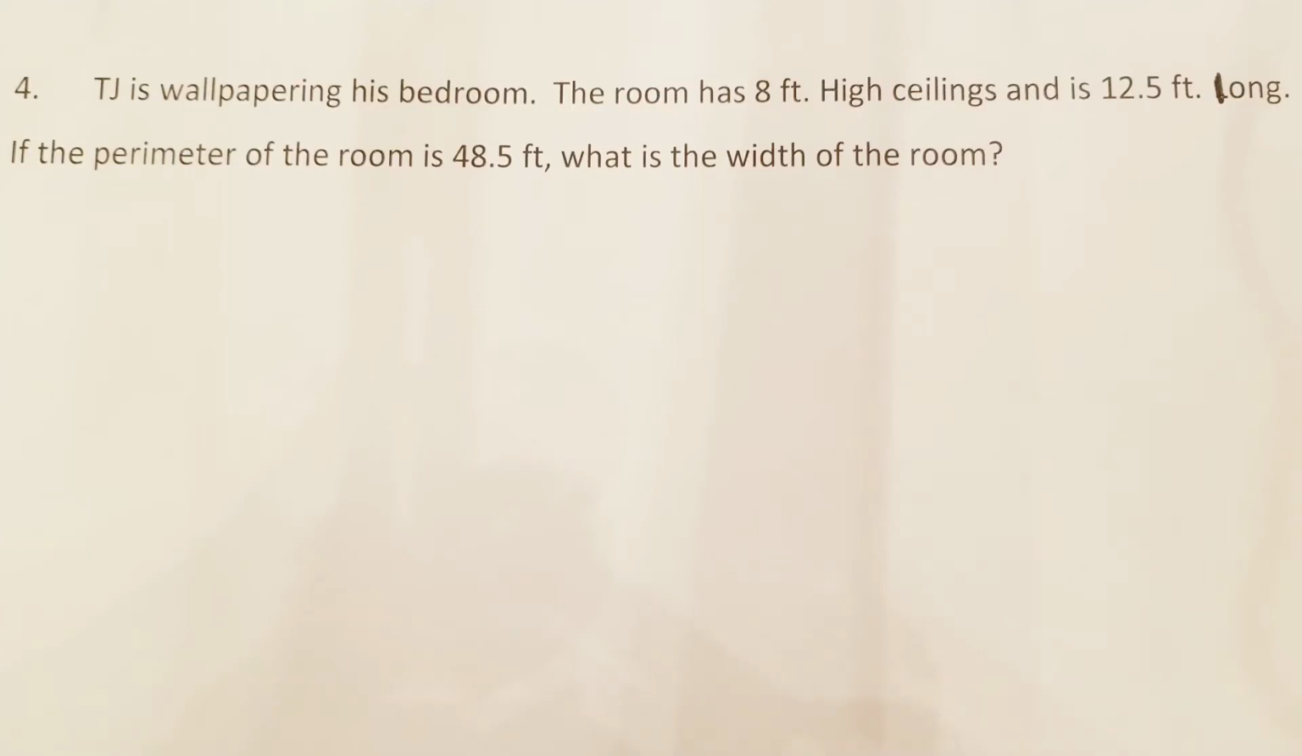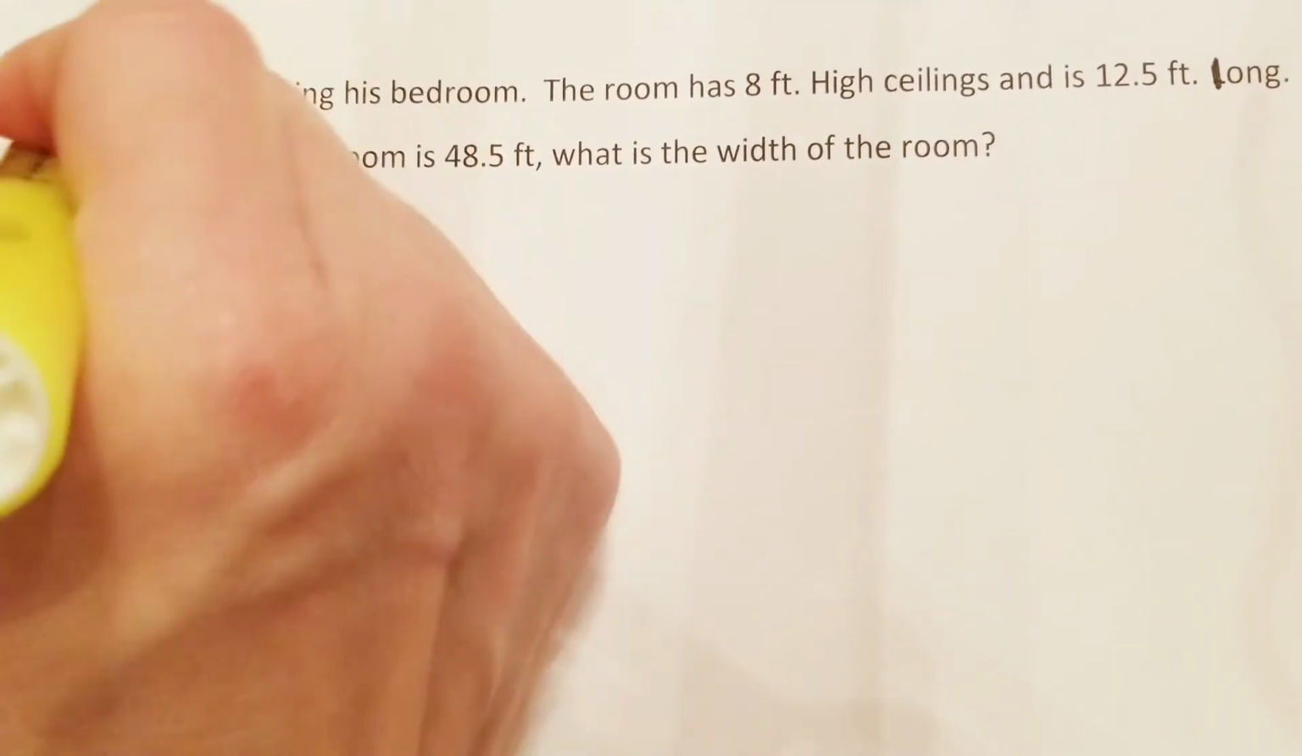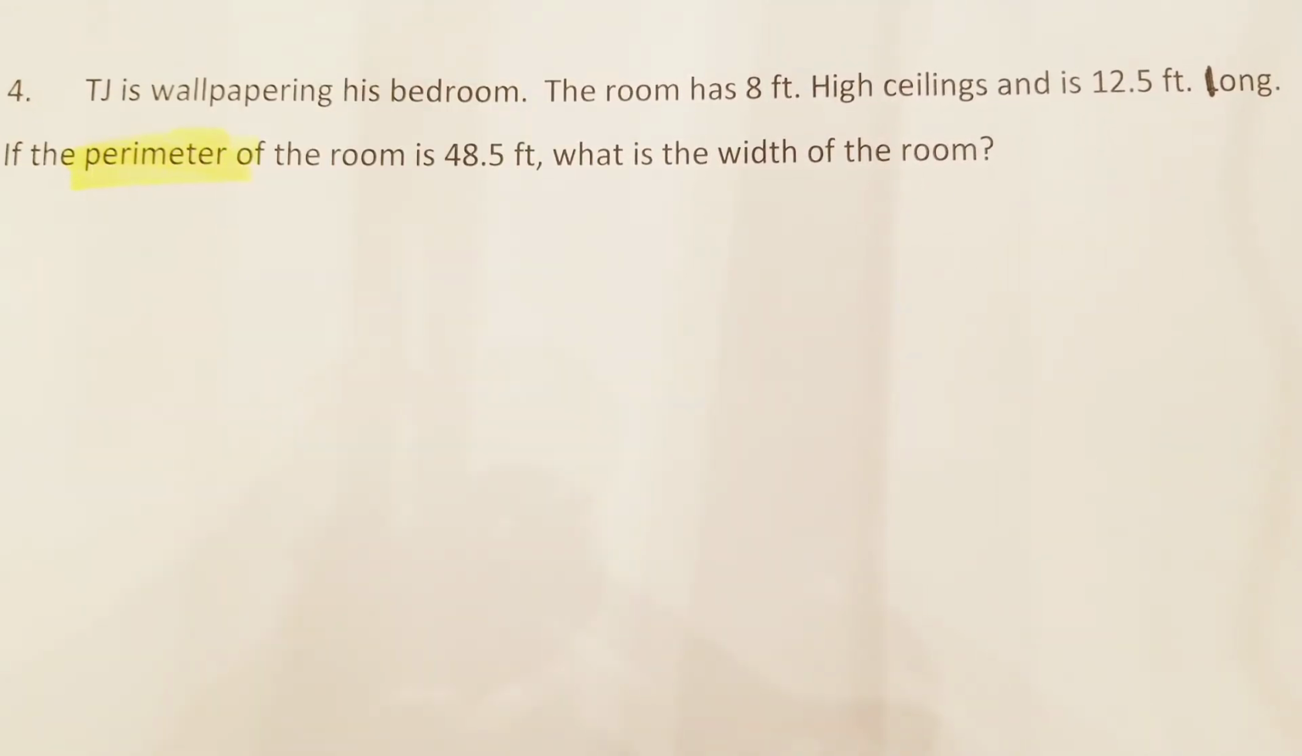Number 4 says, TJ is wallpapering his bedroom. The room has 8 feet high ceilings and is 12.5 feet long. If the perimeter of the room is 48.5 feet, what is the width of the room? So a couple key words here. They're giving us the perimeter of the room at 48.5 feet. So that's our total. And they're asking, what is the width of the room?